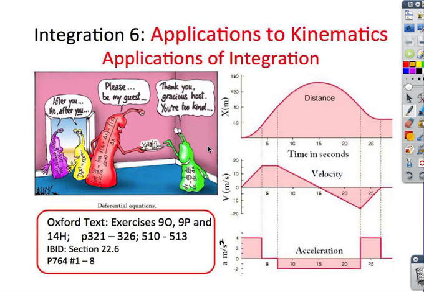It shows the connection between the distance, the velocity, and the acceleration functions, which again, from differentiation, we knew that velocity was the derivative of distance or displacement, and acceleration was the derivative of velocity. And I guess it stands to reason then that the reverse will be true with integration. So we integrate to go from acceleration to velocity, and integrate to go from velocity to displacement or distance. All right.